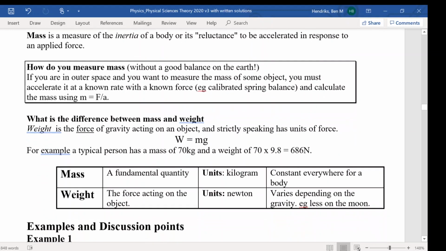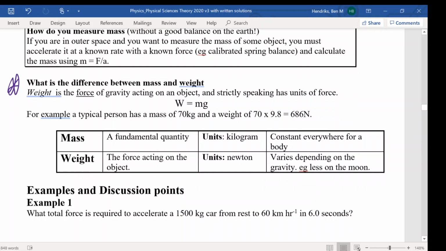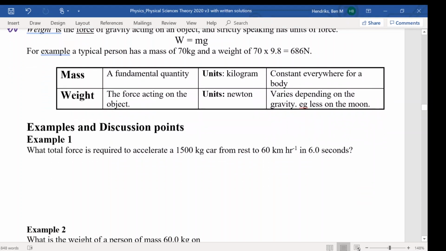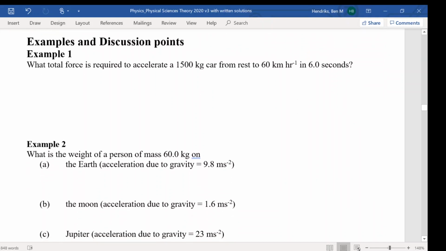I actually jumped the gun a little bit in one of my earlier videos, and I answered this question here. What is the difference between mass and weight? You can read through this, and I explained a little more in the introductory video to forces, so you can go back and have a look at that one. We'll just jump into the examples here.